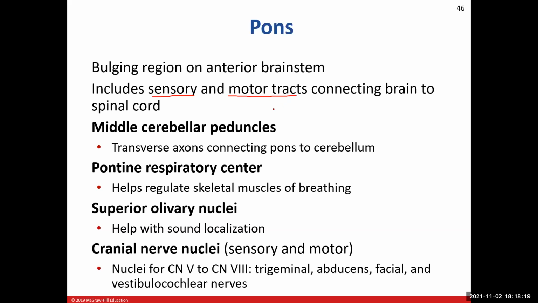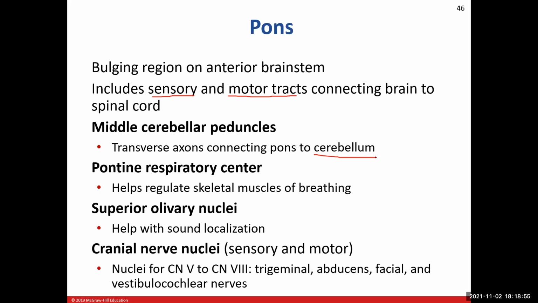Here we'll see the middle cerebellar peduncles, and that's going to connect the pons to the cerebellum. An important structure is called the pontine respiratory center. It helps regulate the skeletal muscles during the breathing process. So when this area is functional and doing fine, you'll have a nice, easy transition while breathing. Now, if you damage the respiratory center, the pontine respiratory center, I should be specific, you'll still be able to breathe, but it won't be as smooth and methodical.